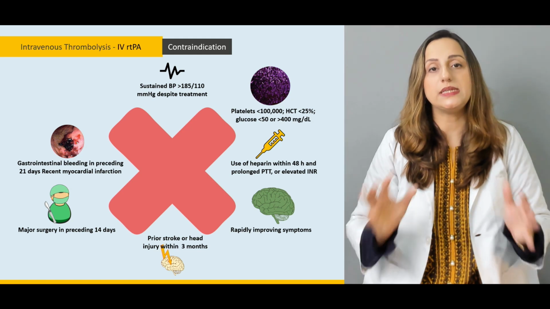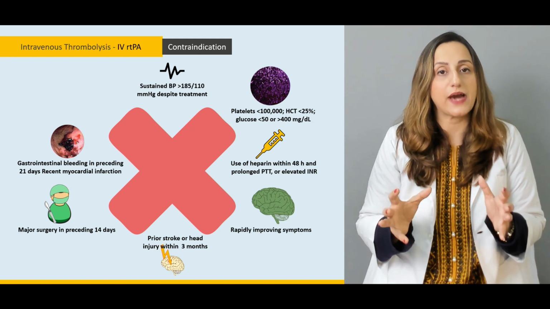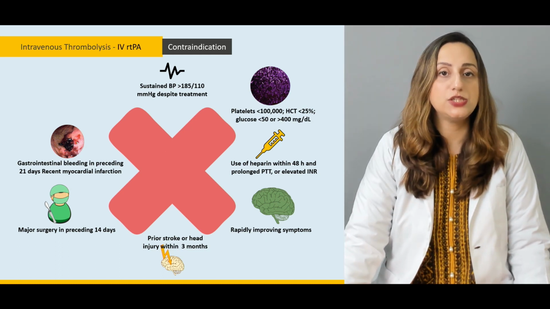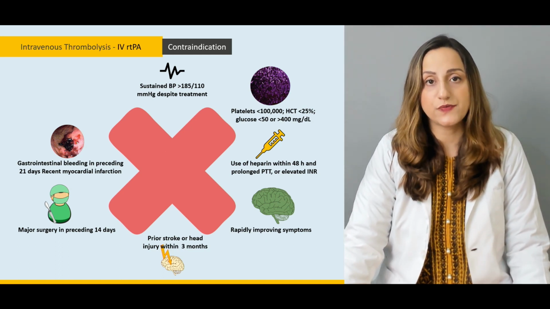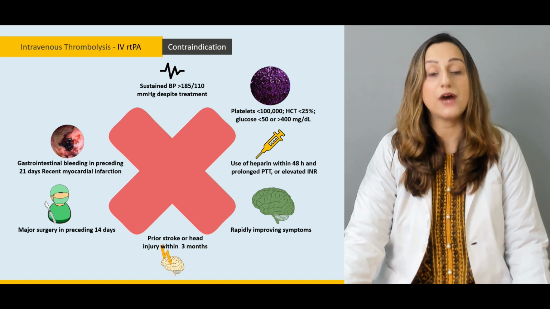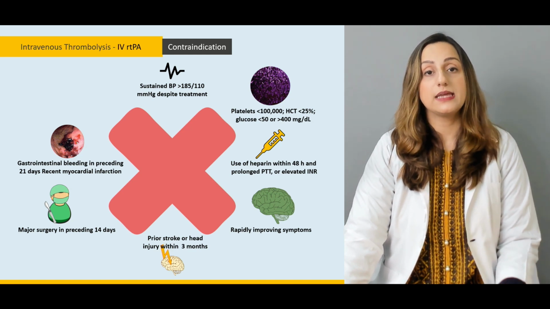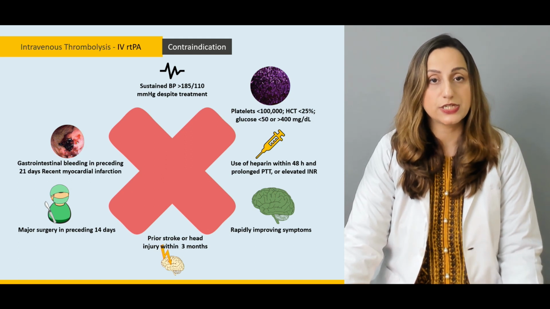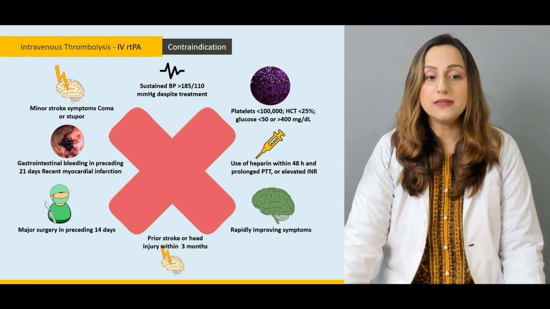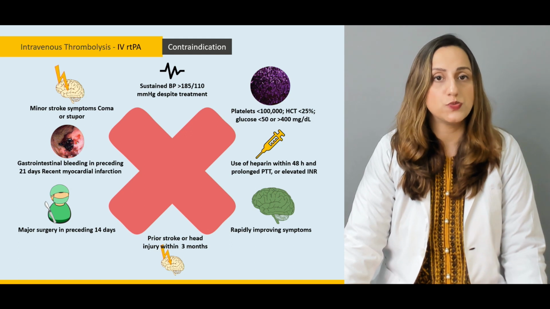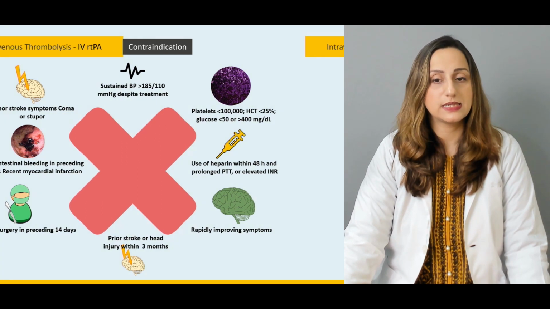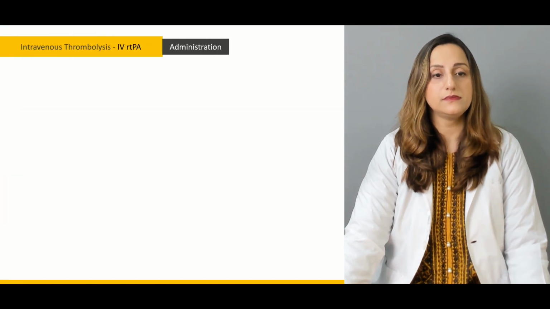So all of these are basically the collective risk factors which contraindicate the use of tissue plasminogen activator in a particular patient. So we have to look at whether it is safe to administer this tissue plasminogen activator in a particular patient or not. Minor stroke symptoms, coma, and stupor are going to further complicate the situation in these individuals.